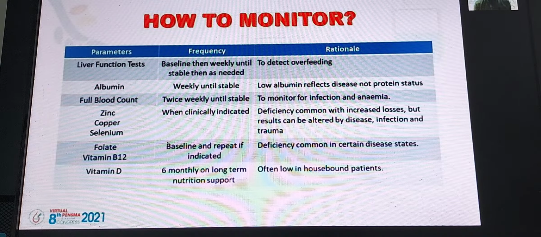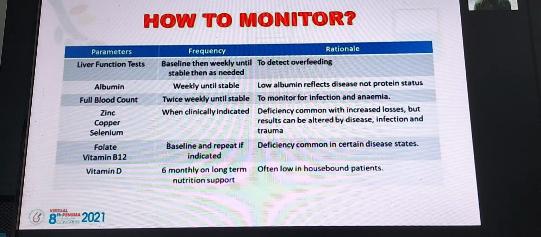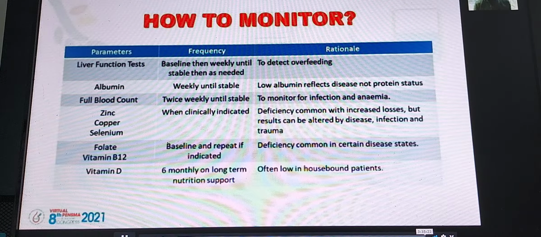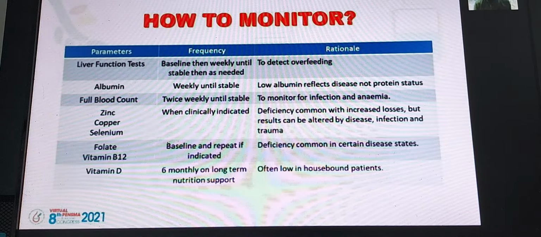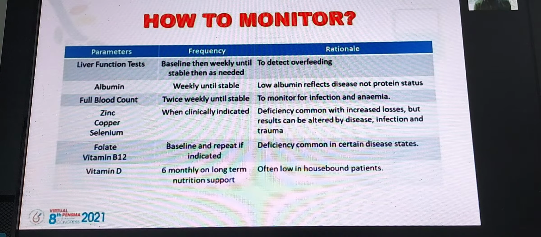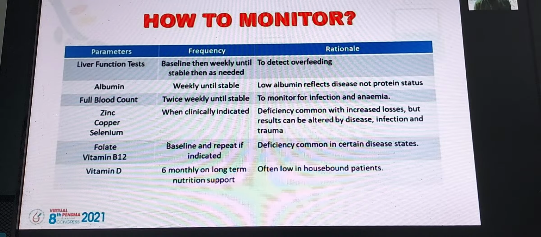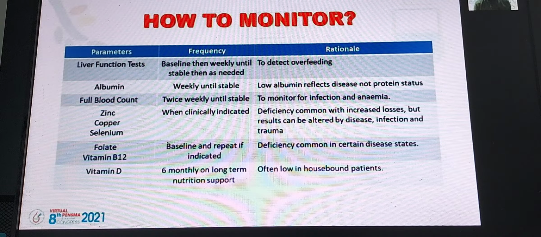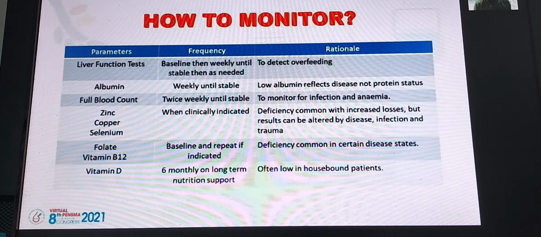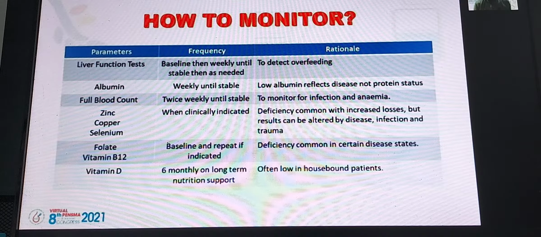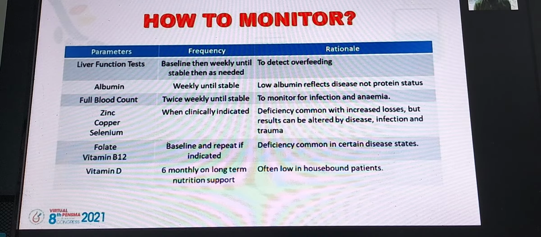The other biochemical elements that we need to monitor are zinc, copper, and selenium. This is what we call trace elements. So usually we monitor them when clinically indicated. The deficiency of these trace elements is commonly caused by increased loss or reduced intake, but sometimes it can be affected by the disease process, infection, and trauma. Don't forget about the vitamins, especially folate and vitamin B12, which are important for our RBC production. Okay, so deficiency is common in certain disease states, for example, patients who have short bowel syndrome and so on.